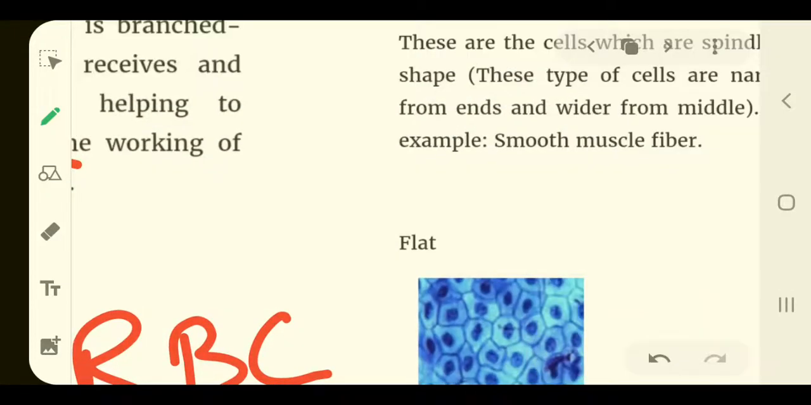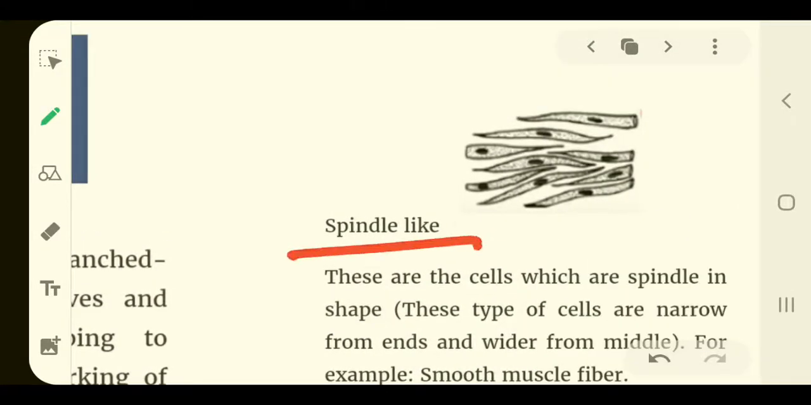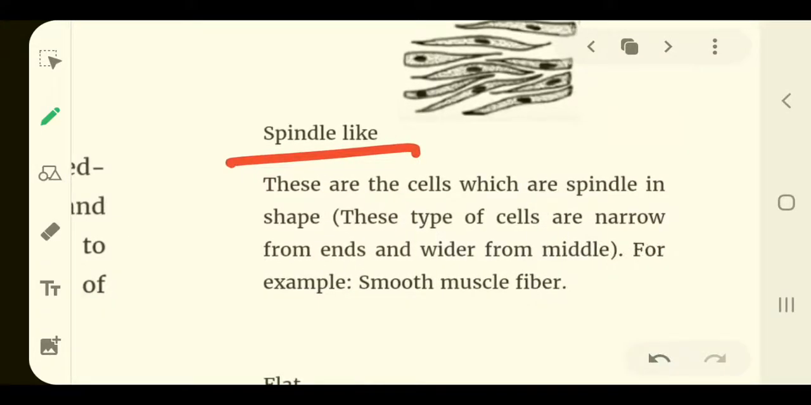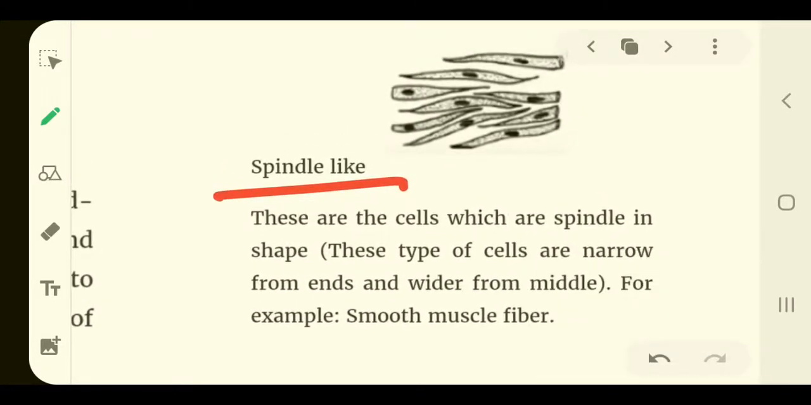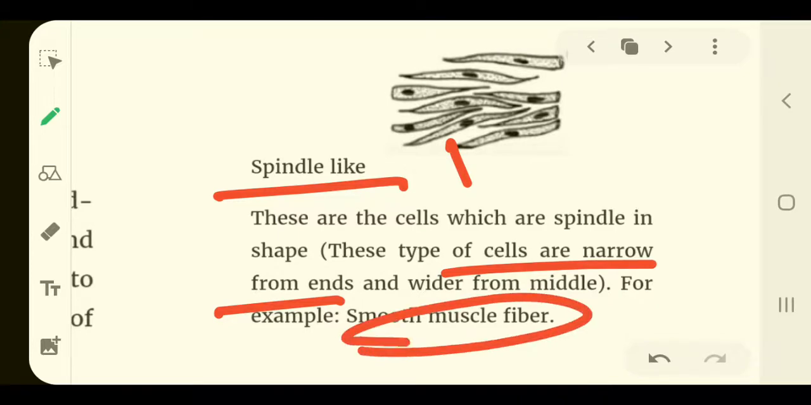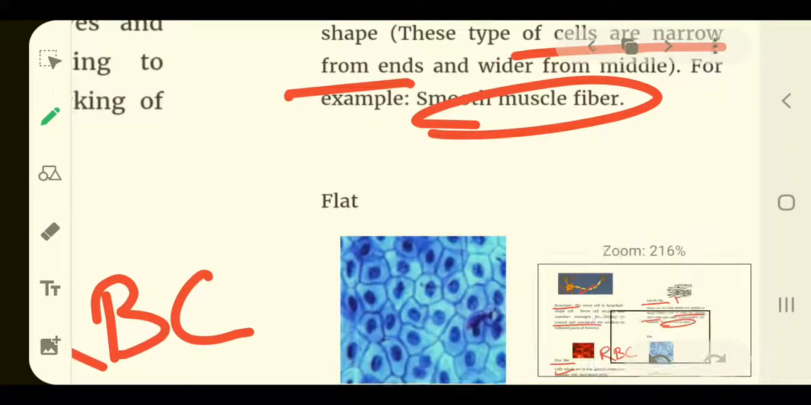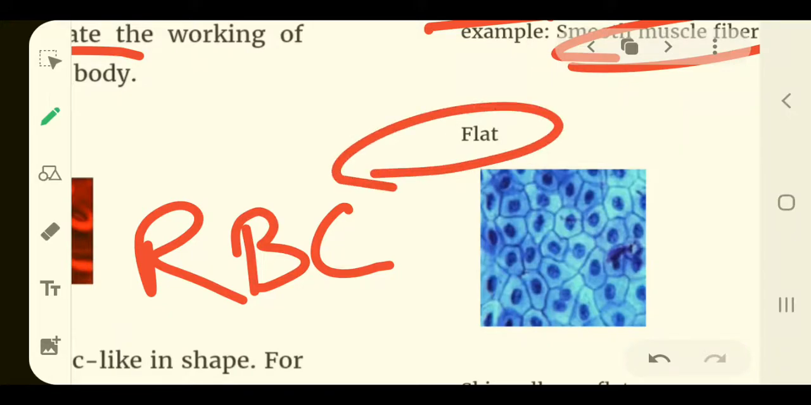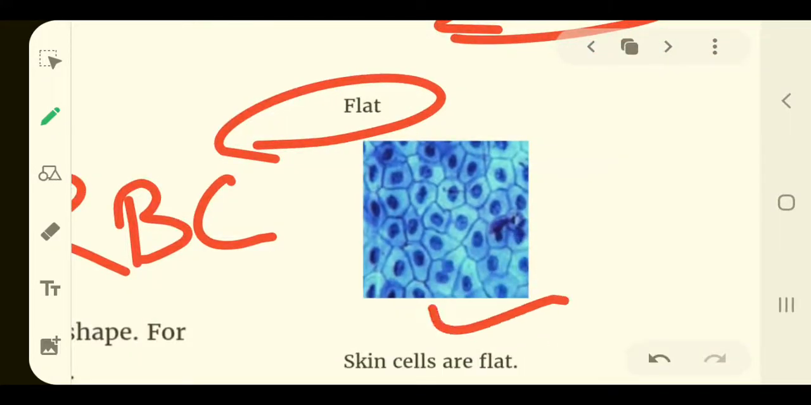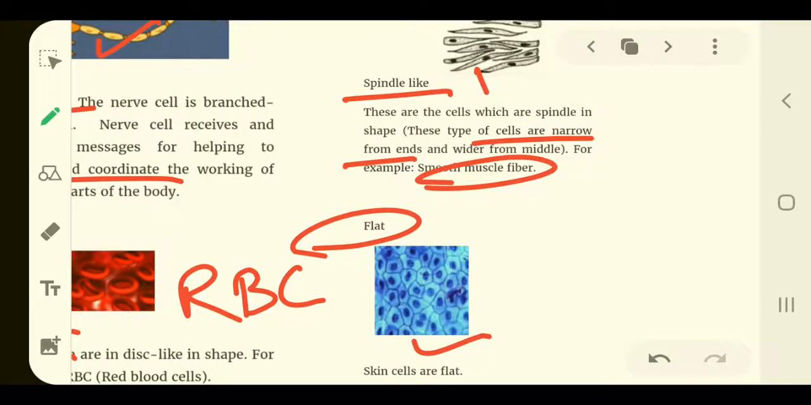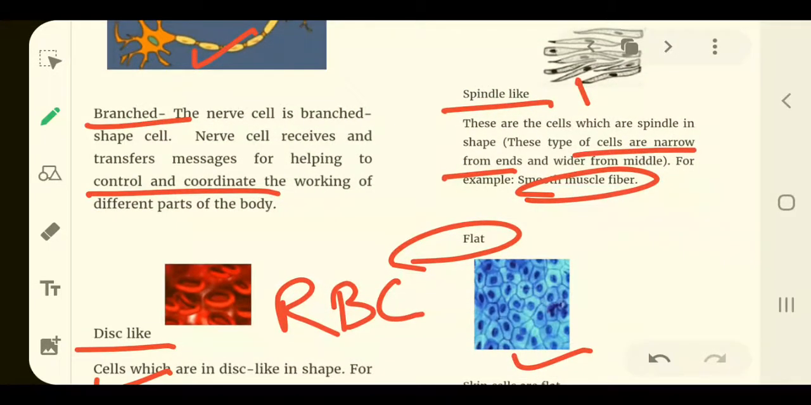Then the shape can be like a spindle form, as you can see, and these spindle-shaped cells are narrow at the ends. You can see from the ends they narrow down, and basically we have the muscle fiber which is of that particular shape. Then we have the cells that are totally flat. The skin cells are flat. So you can see depending upon the location and their function, their shapes are different. They can be branched, disc-like, spindle-like, or flat.